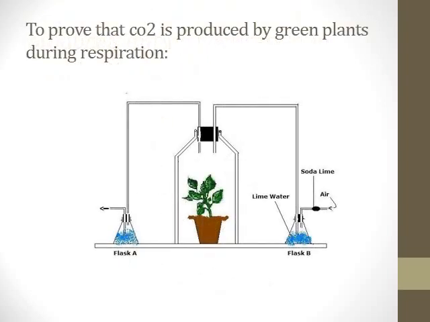To prove that carbon dioxide is produced by green plants during respiration. Previously we have seen the germinating seeds produce carbon dioxide. Here we are going to see whether green plants, during respiration, produce carbon dioxide or not. The picture is given here. The apparatus should be set up. Here they used a plant called the geranium plant.